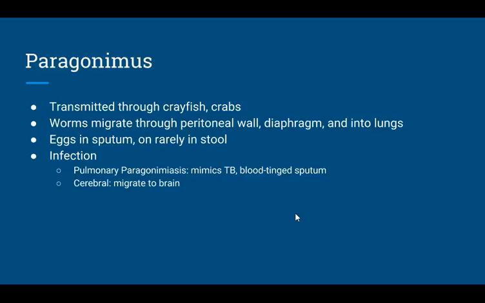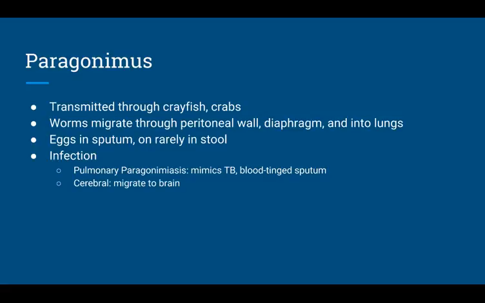Paragonimus comes from crayfish or crabs. The flukes are released in the body. They migrate in the intestinal wall. They can go through the peritoneal cavity, through the diaphragm, and into the lungs. So usually the specimen is sputum, not stool, because we don't see these in stool. The patient can have them in the stool if they cough them up and swallow them back down.